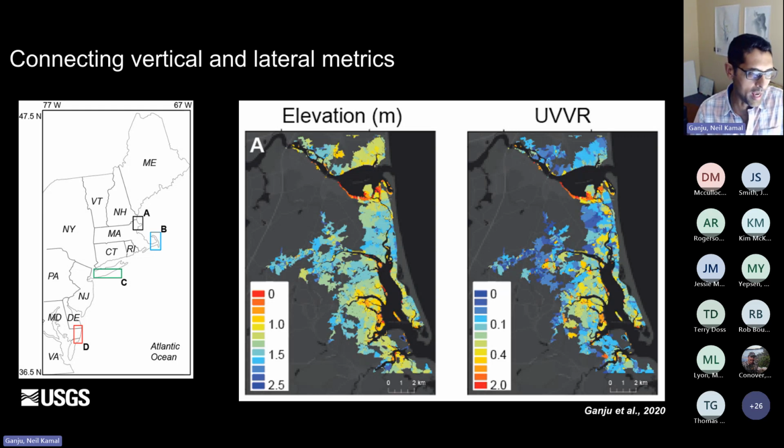Each of these estuaries had several hundred marsh units. Plum Island, you see here, had about 1,400. Assateague had about 4,000. Great South Bay had maybe 500 or 1,000, I can't remember. But basically, we pulled all these sites together and tried to do a holistic analysis of how these two variables are related, elevation and UVVR.